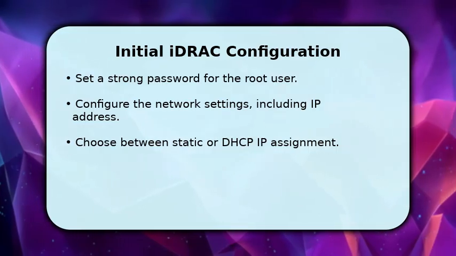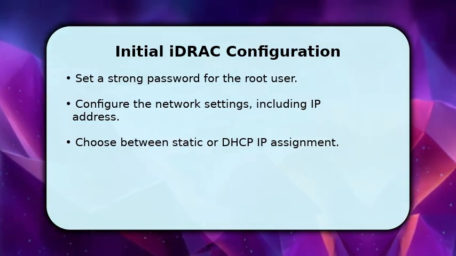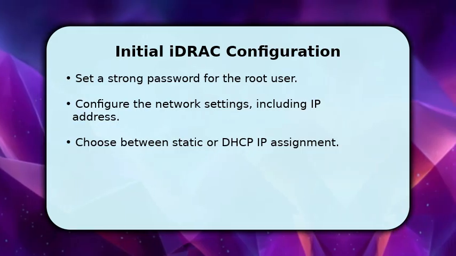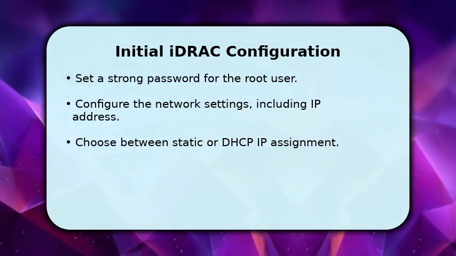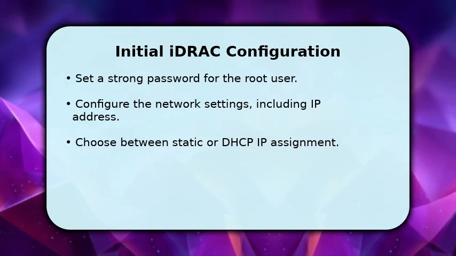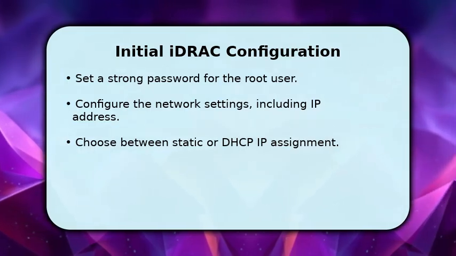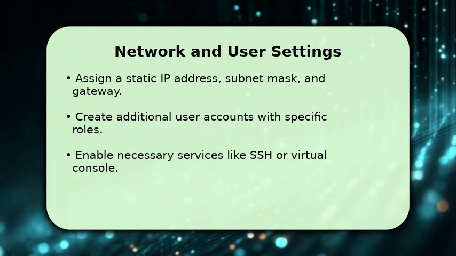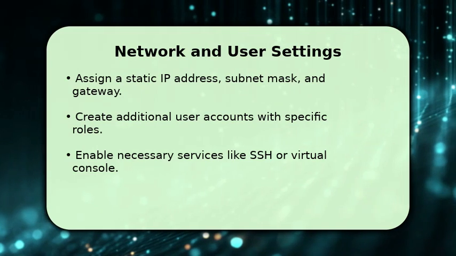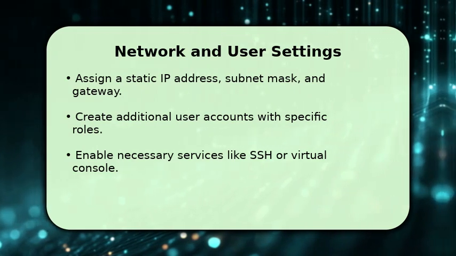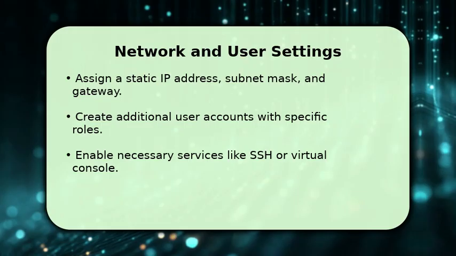Next, navigate to the network settings. Here, you'll decide whether to use a static IP address or obtain one automatically via DHCP. For most permanent server installations, a static IP is recommended for consistent access. If you opt for a static IP, carefully enter the IP address, subnet mask, and default gateway. These details are crucial for network communication.